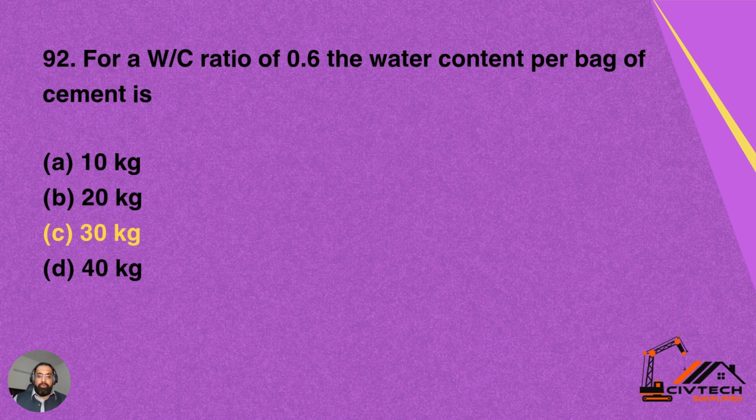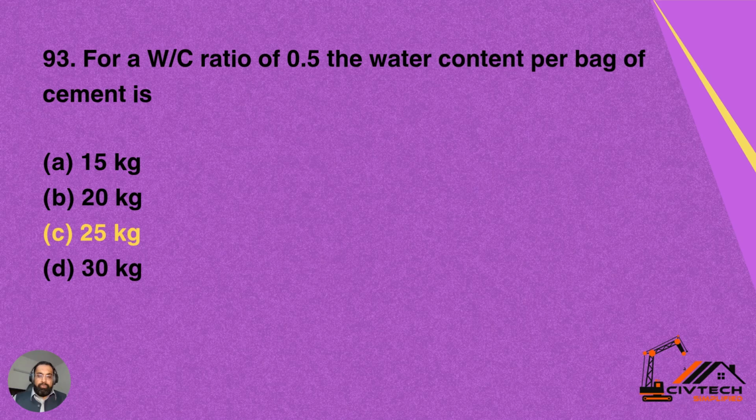Question 92. For a water cement ratio of 0.6, the water content per bag of cement is option A 10 kg, option B 20 kg, option C is 30 kg, option D is 40 kg. So option C is the correct answer, which is 30 kg. 30 kg is for 0.6 water cement ratio.